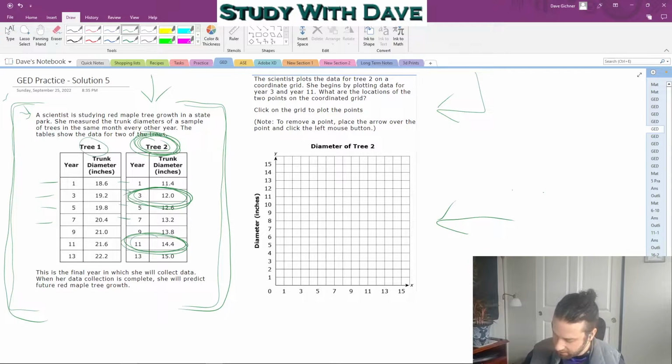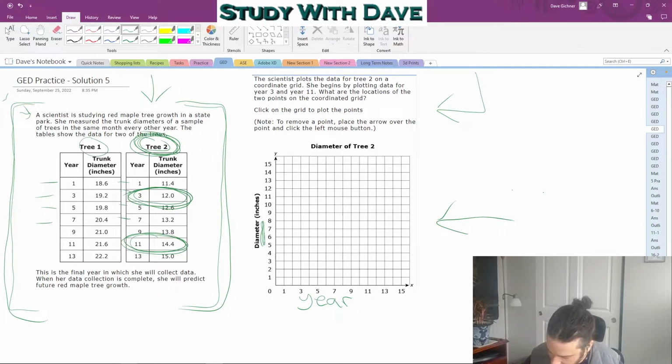And this is our x-axis down here, so we got our y-axis, which is the diameter in inches of the trees. And our x-axis down here is the year, which for some reason is not labeled. Sorry about that. But the x-axis is the year. So first we're going to plot 3 and 12.